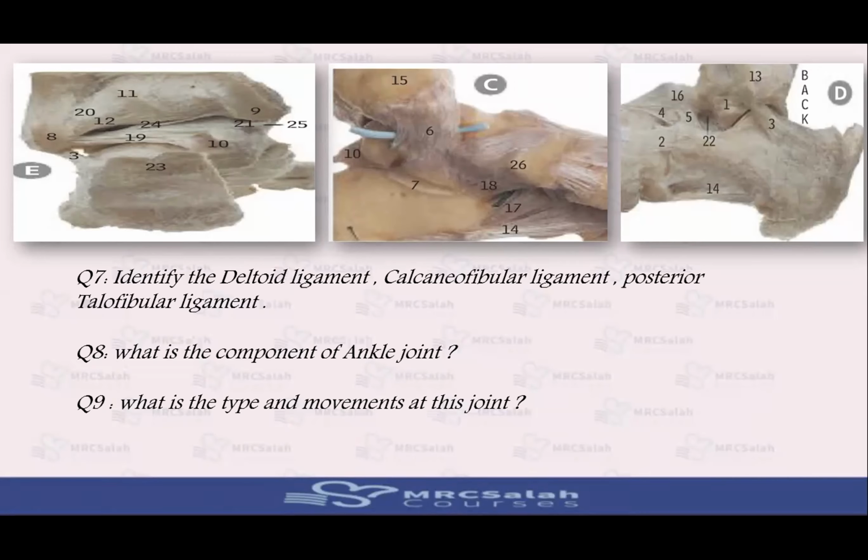So C1 at the inguinal, below the inguinal ligament, C2 mid of the thigh, C3 anterior of the knee, C4 medial aspect of the leg and the ankle, C5 dorsum of the foot, and S1 lateral aspect of the foot or the sole. Okay, these are the questions asked before.